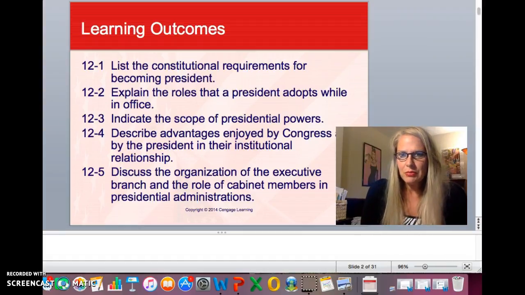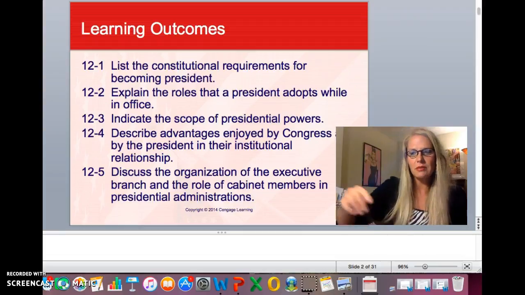Describe advantages enjoyed by Congress and by the president in their institutional relationship. Discuss the organization of the executive branch and the role of cabinet members in the presidential administration.